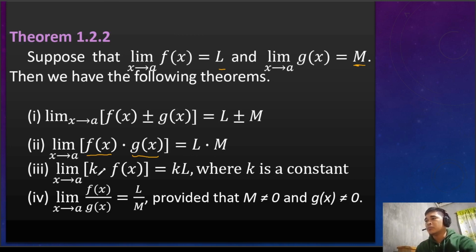Now for number 3, limit of k times f of x, where k is a constant. So instead of c, here they use the letter k to represent a constant. So the limit of a constant times f of x as x approaches a is equal to the constant times the limit of f of x. And number 4, the limit of f of x over g of x as x approaches a is equal to the limit of f of x, which is L, divided by the limit of g of x, which is M. Take note that our denominator, which is M, must not be equal to 0. And also, our g of x here must not equal 0. Kaya pag mag-equal to 0, that is equivalent to undefined. Right? So, those are 4 theorems under 1.2.2.